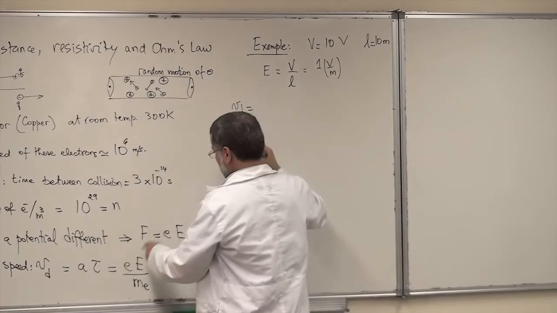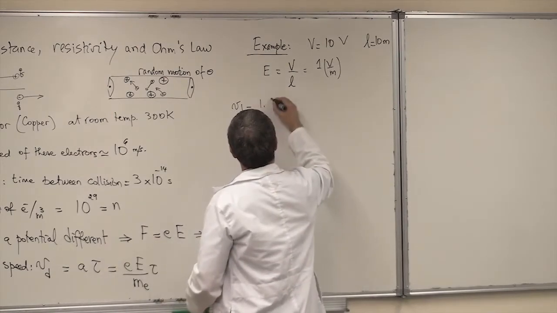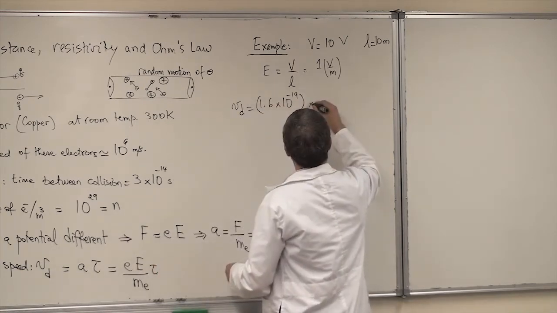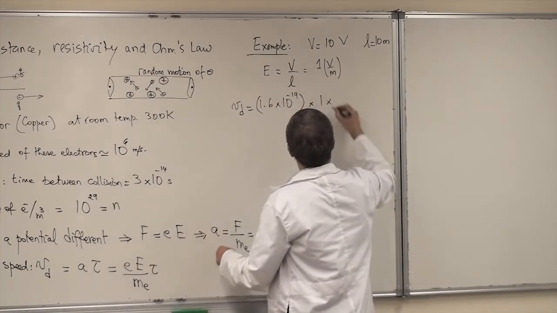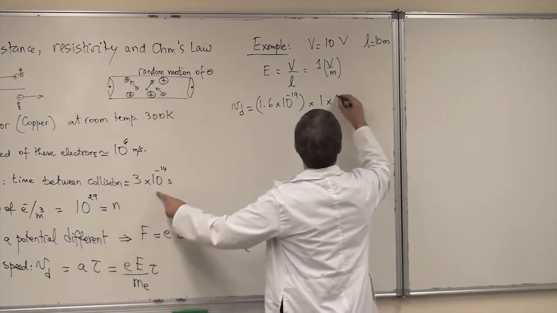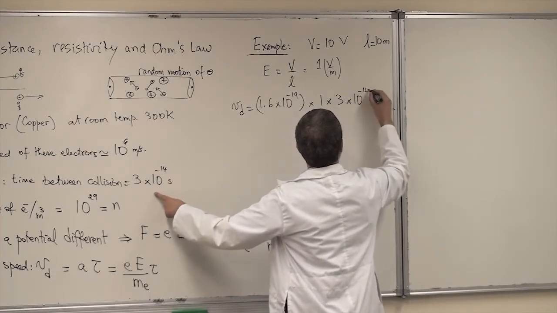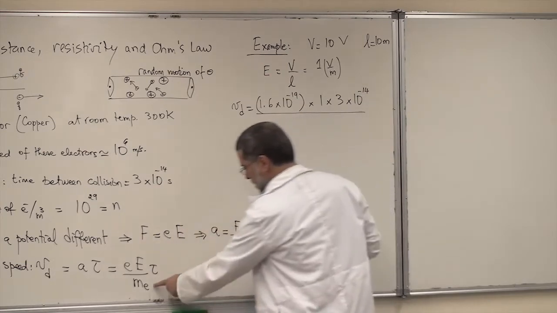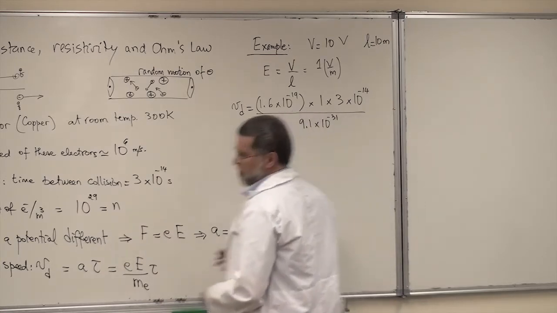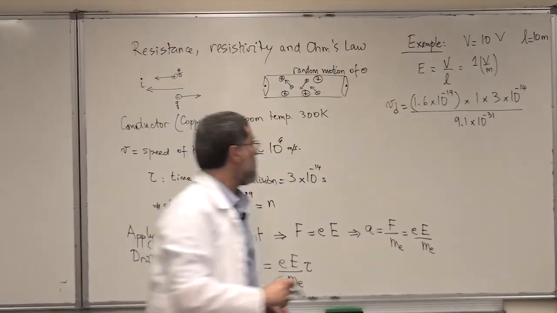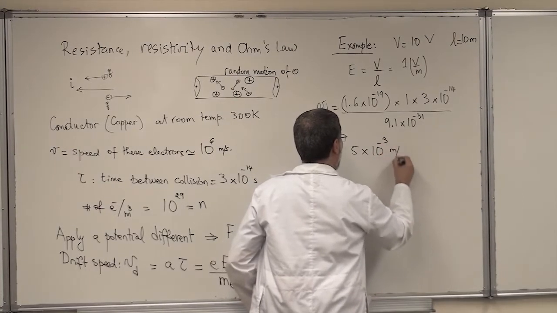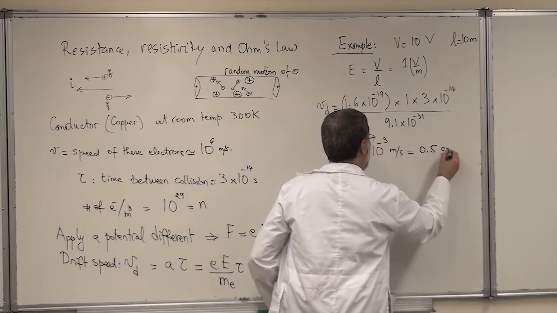Let's look at the drift velocity. It is 1.6 × 10⁻¹⁹, that's the charge of the electron, times the electric field, which is 1, times tau, the time between collisions, 3 × 10⁻¹⁴ seconds, divided by the mass of the electron, which is 9.1 × 10⁻³¹. And this, if you do the calculation correctly, you get a drift velocity of 5 × 10⁻³ meter per second, which is 0.5 centimeter per second.